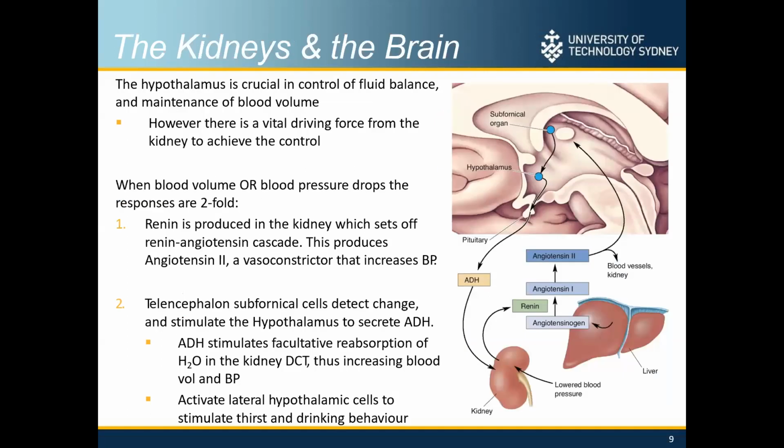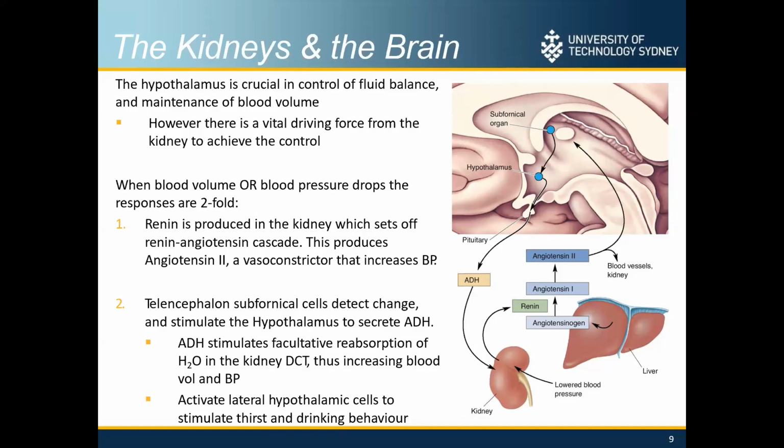Although the hypothalamus plays a crucial role in the control of fluid balance and maintenance of blood volume, it is important to note that the kidney also plays a role in driving this balance. On this slide, you can see that when the blood volume or pressure goes down, renin is produced in the kidney. Okay. This sets off the renin-angiotensin cascade, which produces angiotensin II, a vasoconstrictor that increases blood volume, blood pressure, sorry.